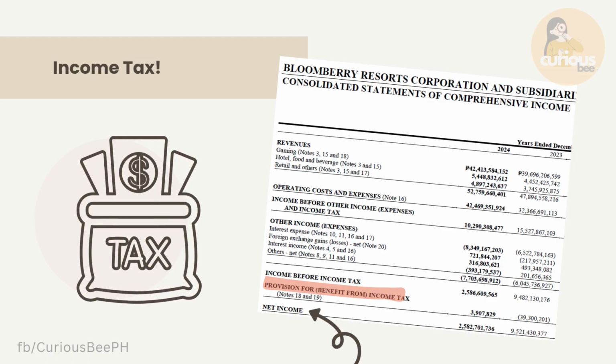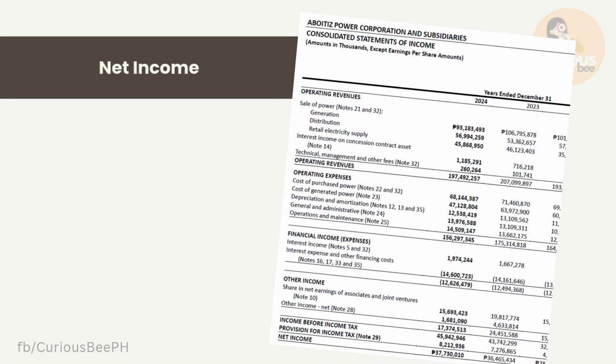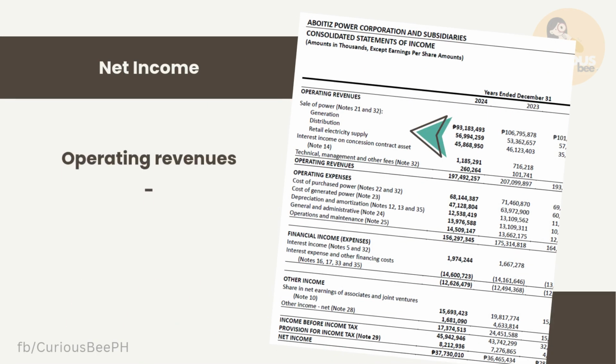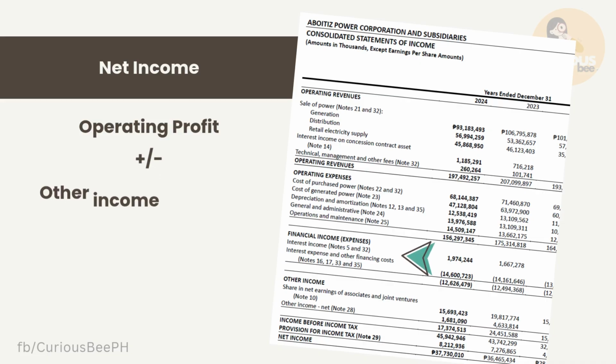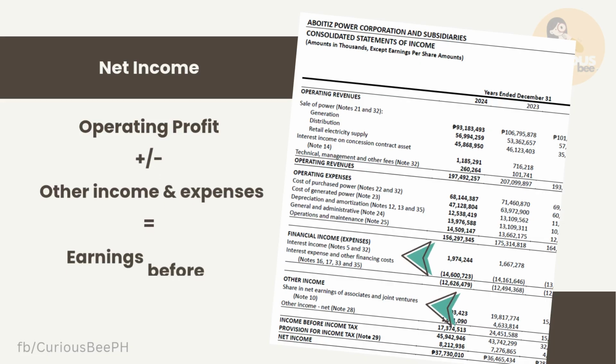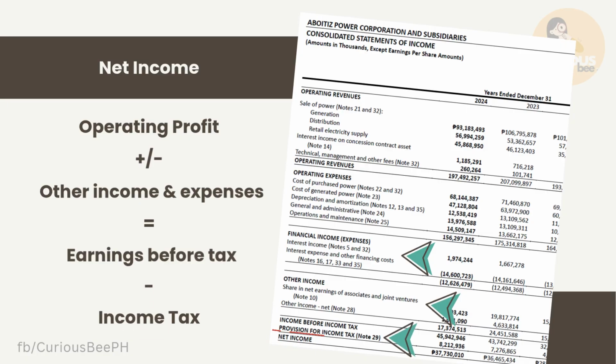Now let's dive a little deeper. The formula for net income is operating revenues minus operating expenses to get operating profit, plus other income, and minus other expenses to get earnings before tax. And lastly, deduct tax to get the bottom line net income.